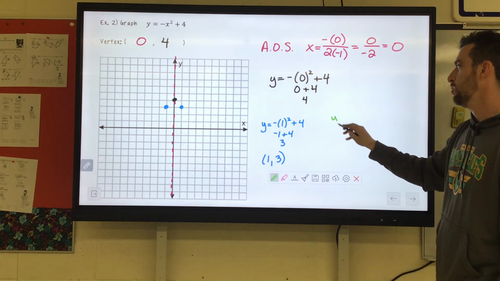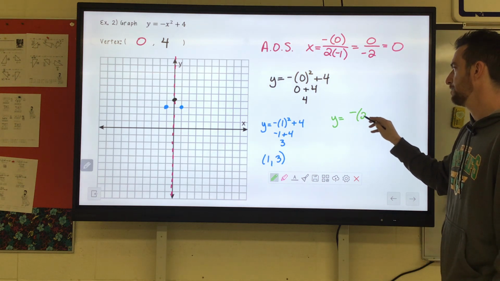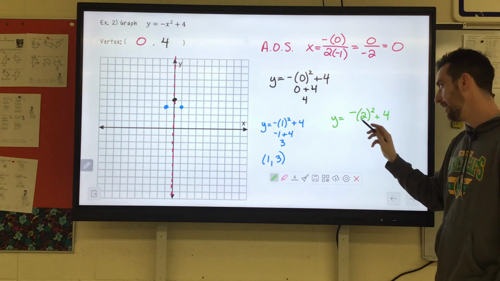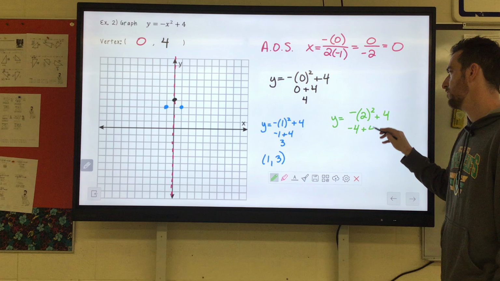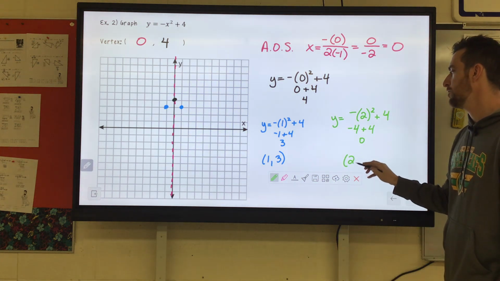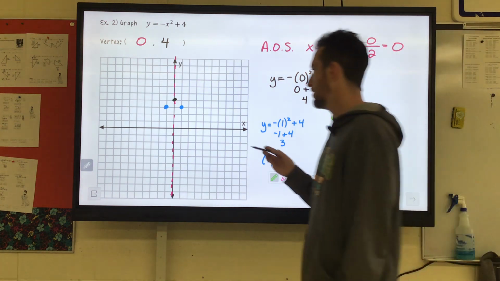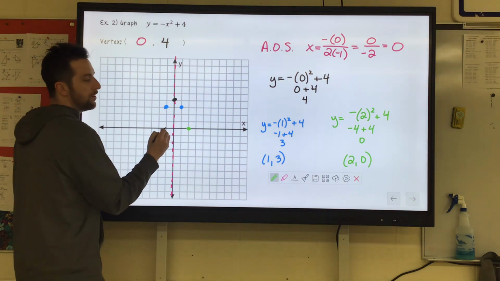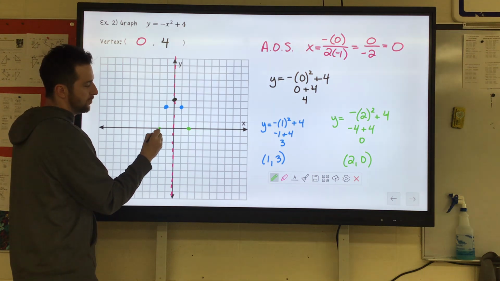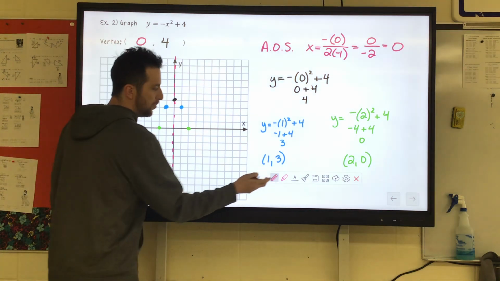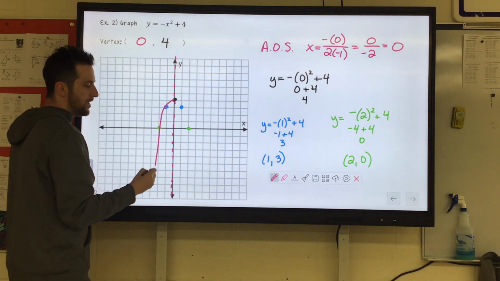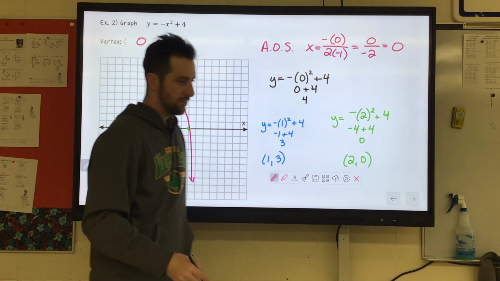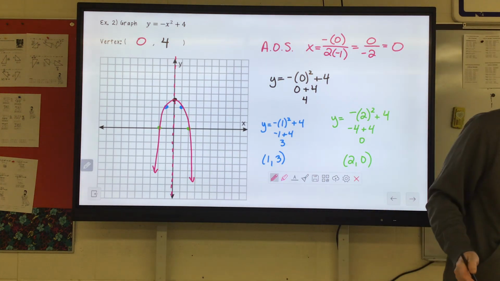Now we do need another coordinate, so we got 0, we got 1. I'm going to try 2. Two squared is 4, so it'd be negative 4 out in front, and negative 4 plus 4 is 0. So we put in 2. We got out 0. There's our point, 2, 0. That is 2 away from the axis of symmetry, so you could reflect it to the opposite way. And look, we've got our parabola. How cute is that? Yay! Remember, these are U-shaped graphs. They're not V's. So make sure you throw some curves on there.